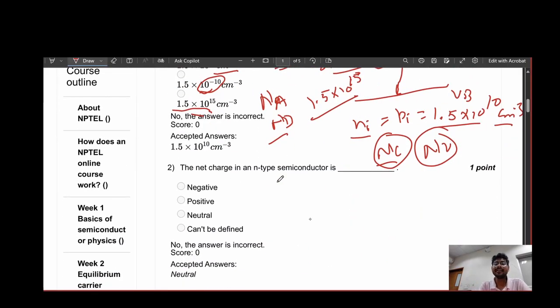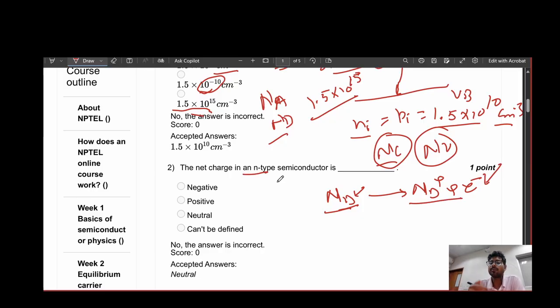So the net charge in an N-type semiconductor, whatever the dopant is. Let us say ND, where D means donor. ND turns into ND plus and an electron. So it will donate an electron. That's why it will give you an N-type semiconductor.